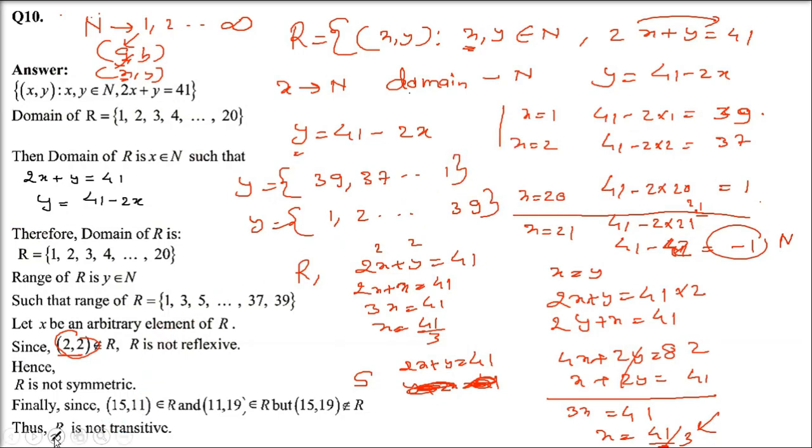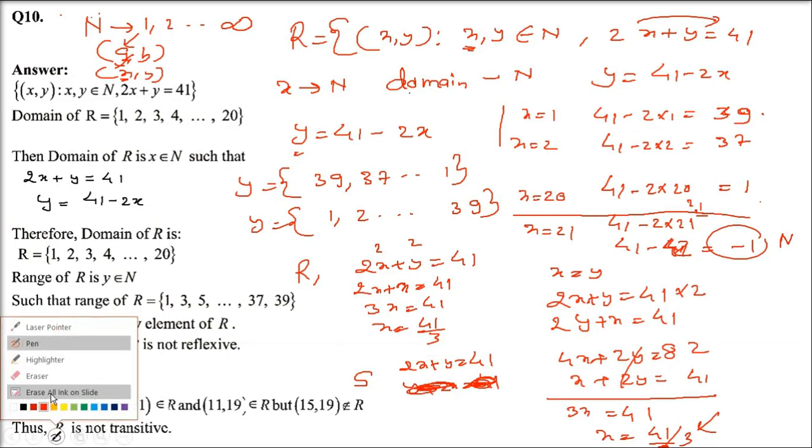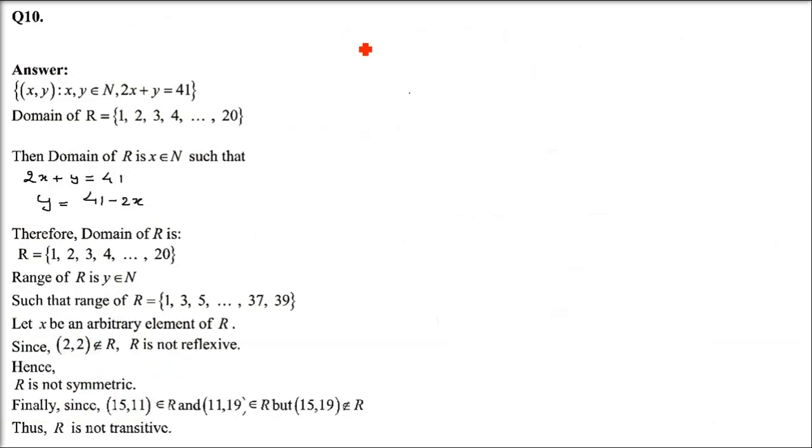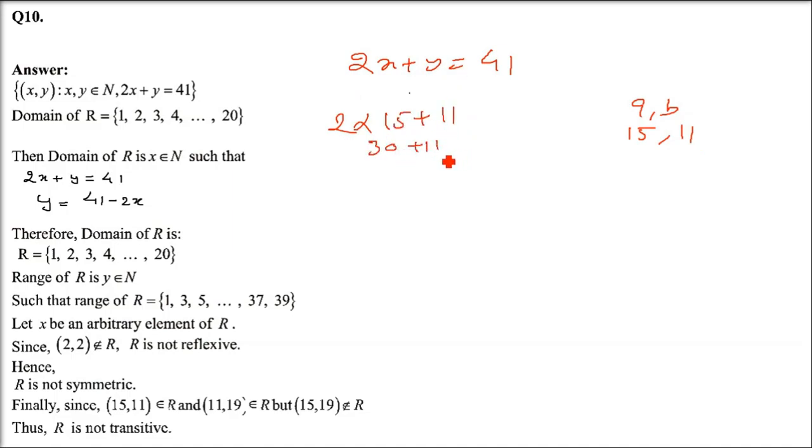Now I'm just clearing it because I want to prove whether it is transitive or not. So let us check for transitive and we'll take an example here. You can also take the expression, but it is better to use an example because the expression will grow and take more time to solve. So I'm taking AB as 15, 11. So 2 into x, which is 15, plus y, which is 11, you get 30 plus 11, that is 41. 41 is equal to 41. Okay, A and B we have chosen correctly.